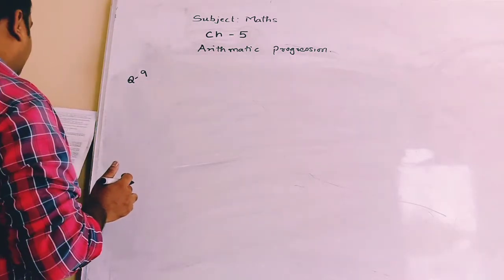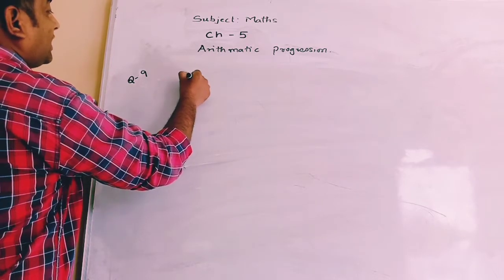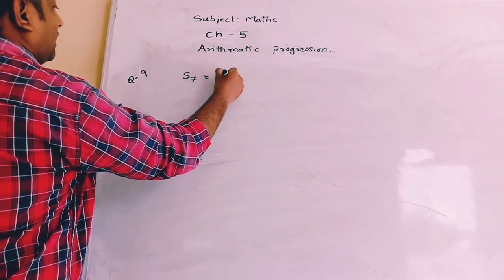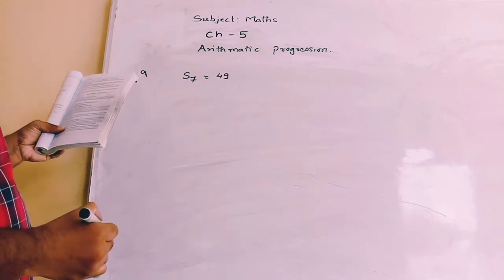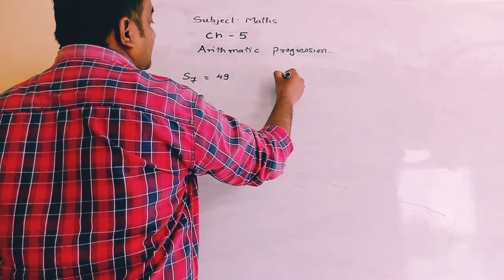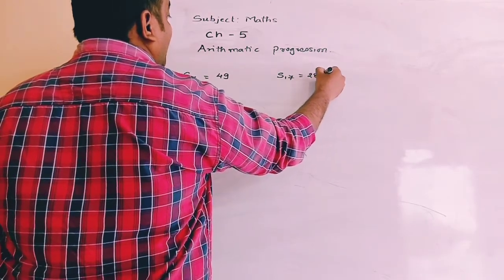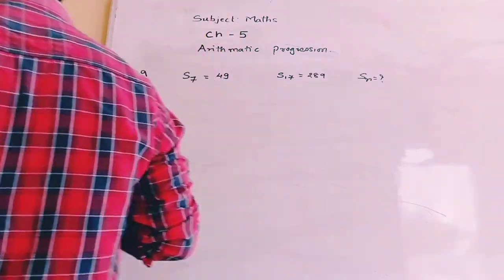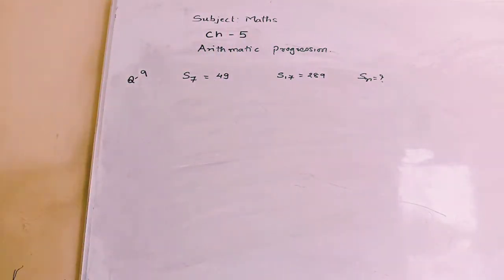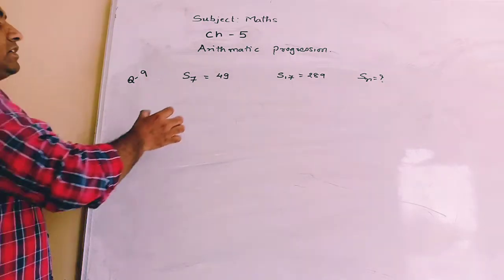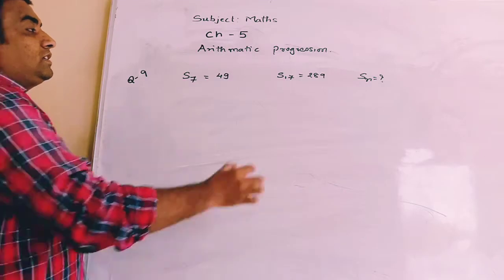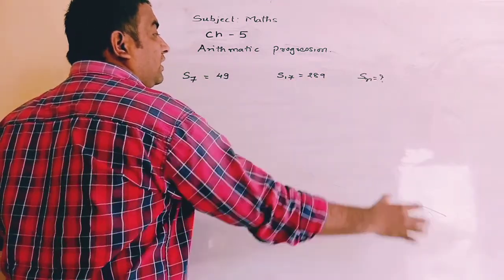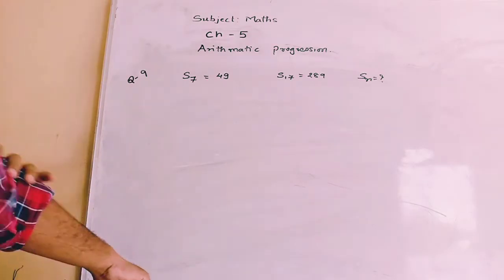Now question number 9 is given. If the sum of the first 7 terms, so S7, is 49, and that of the first 17 terms, S17, is 289, then find the sum of n terms, so Sn we have to find out. Here the sum of 7 terms is given as 49, the sum of 17 terms is given as 289, and we want to find Sn.